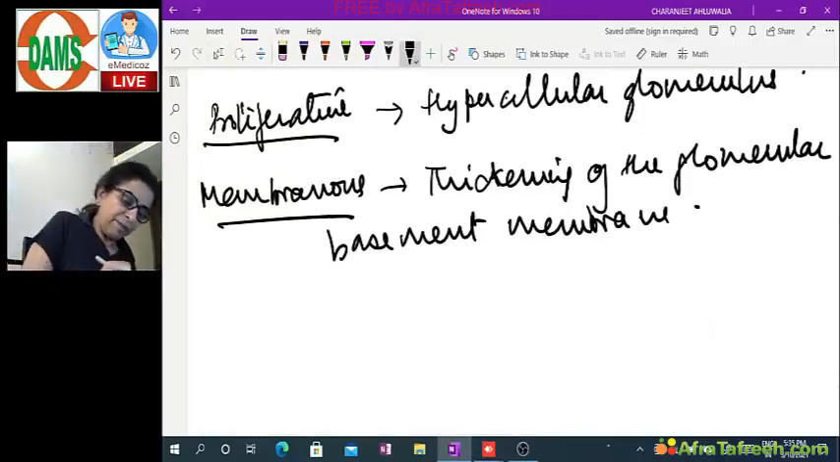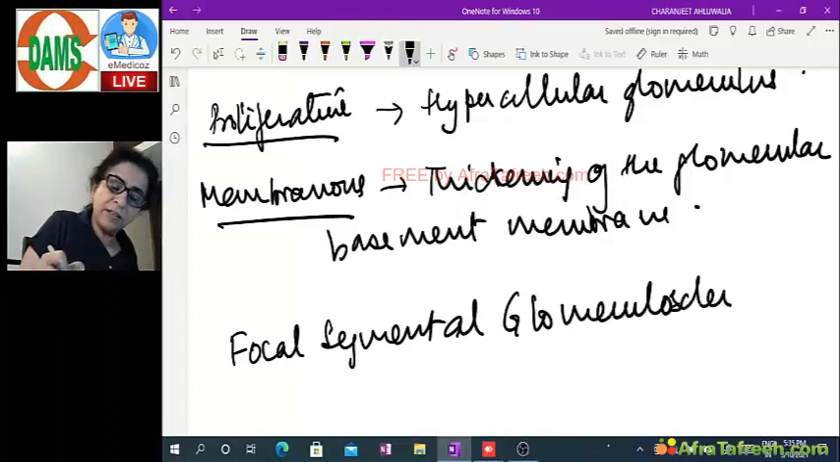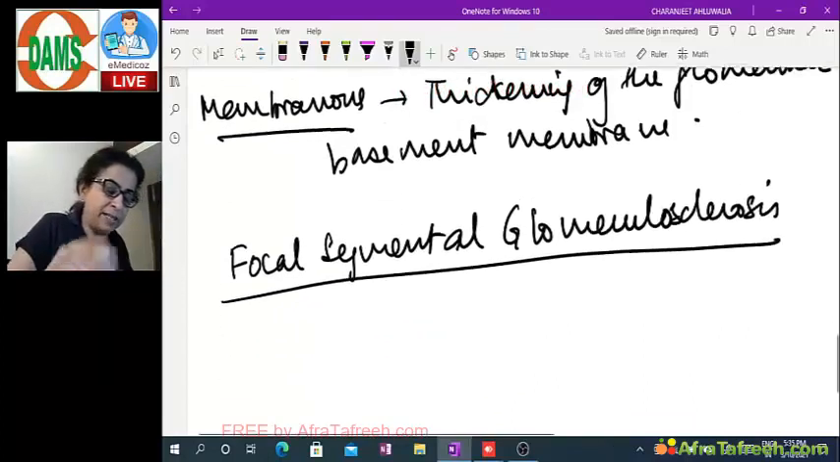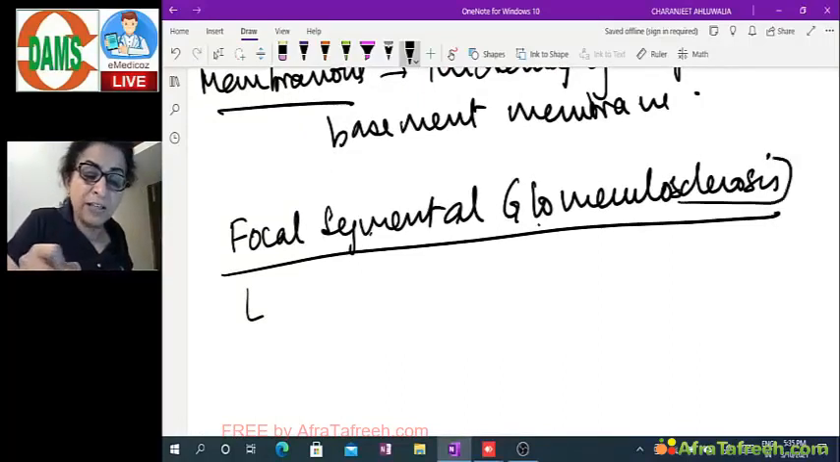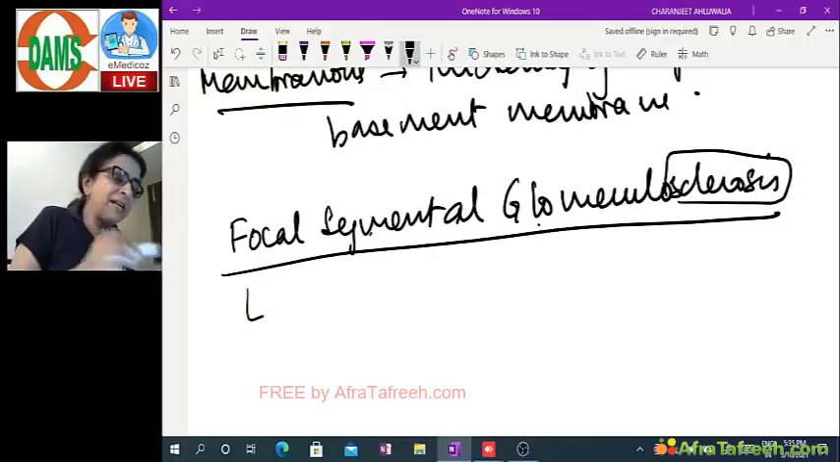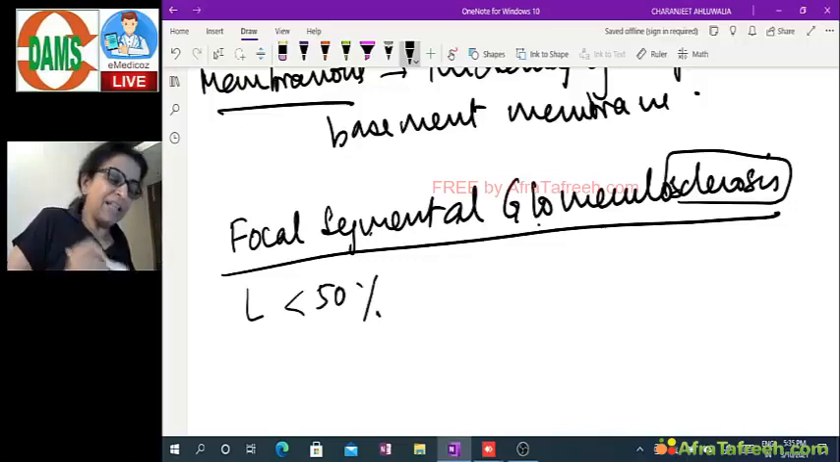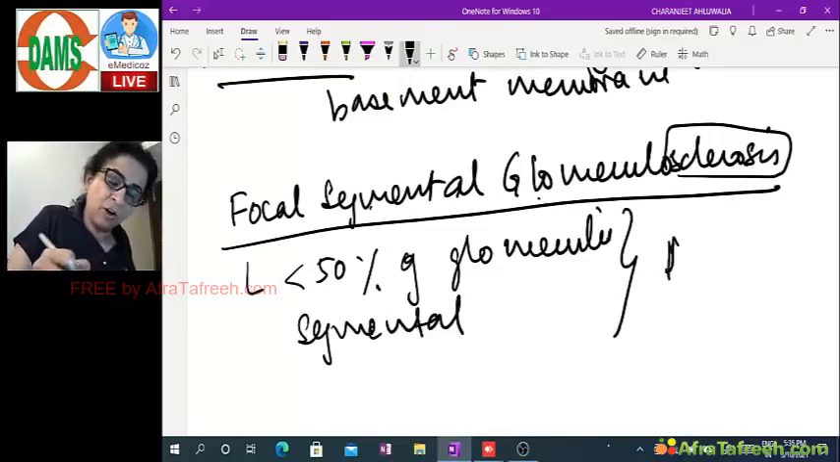Okay, now if I write focal segmental glomerulosclerosis, what does this mean? So the glomeruli are getting sclerosed. What is sclerosis? The glomeruli are undergoing fibrosis. The glomerular capillary tuft is undergoing fibrosis. Focal means less than 50% of glomeruli, and in each glomerulus there is segmental sclerosis or fibrosis.